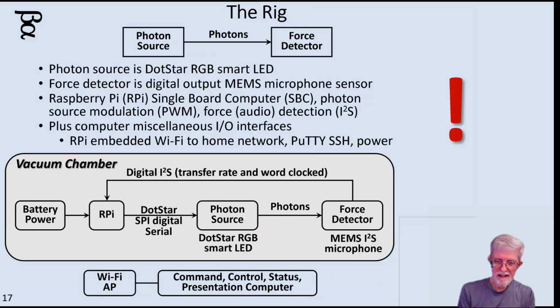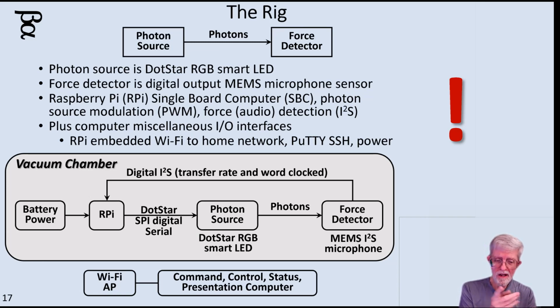So here's the not detailed, but big picture of it. I have a photon source, the photons come out of it, and they get detected by a force detector. And if I was going to put this in the vacuum chamber, then I needed a battery source for powering the computer.